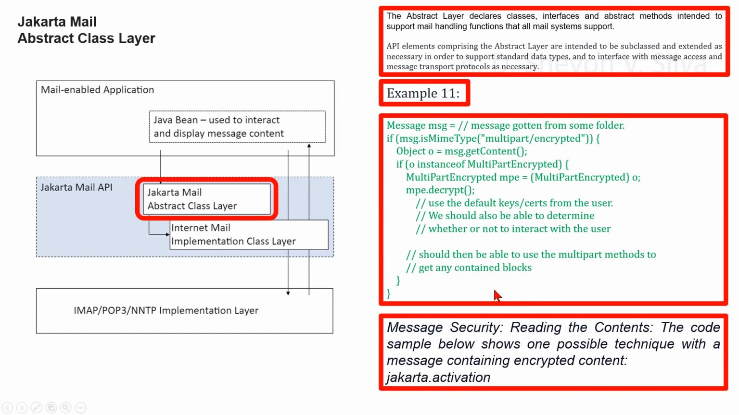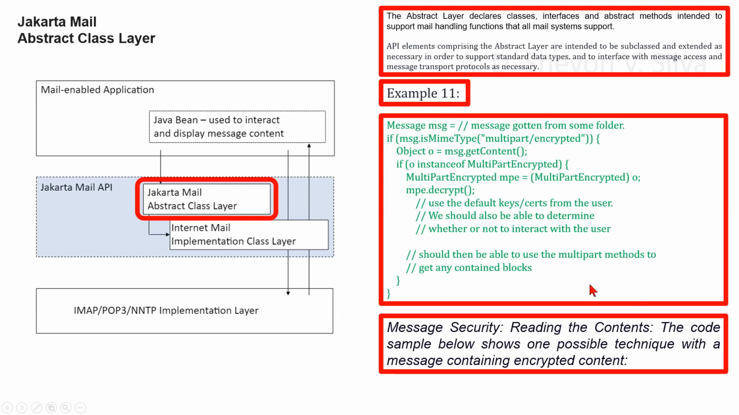Now we are considering reading the contents in message security. The code sample here shows one possible technique with the message containing encrypted content. There will be times when an applet or application needs to retrieve the content of the message without displaying it. The getContent method returns a multipart encrypted object.